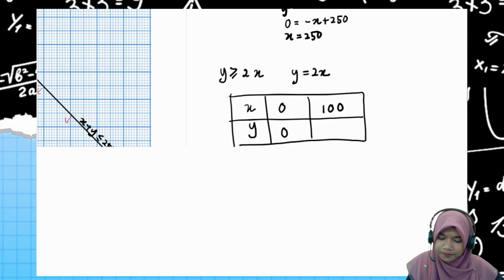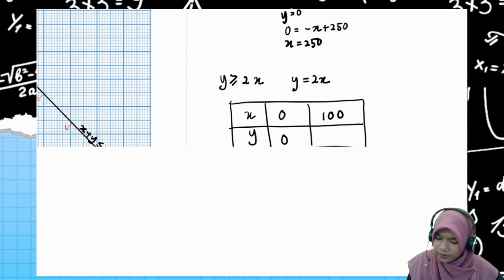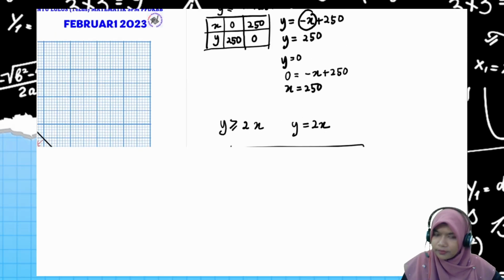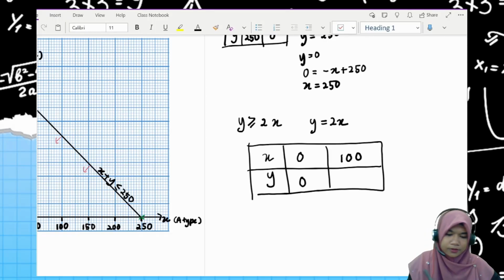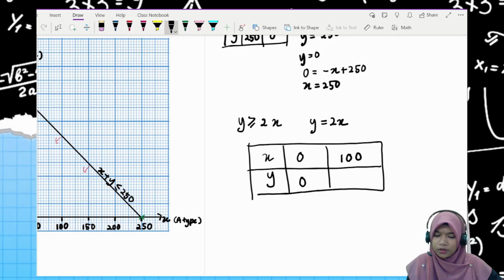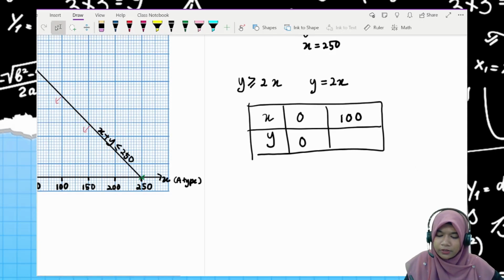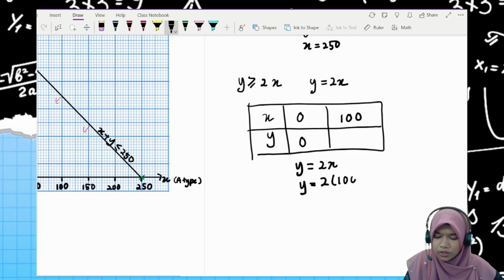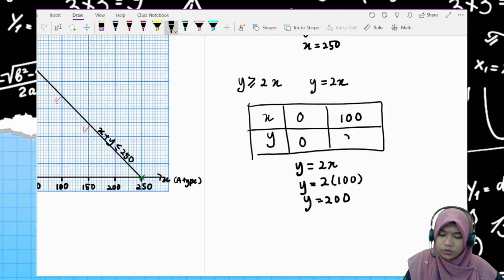So now y. What is the value of y? y equals 2x. So when x equals 100, y equals 200. Okay, so this one is 200.